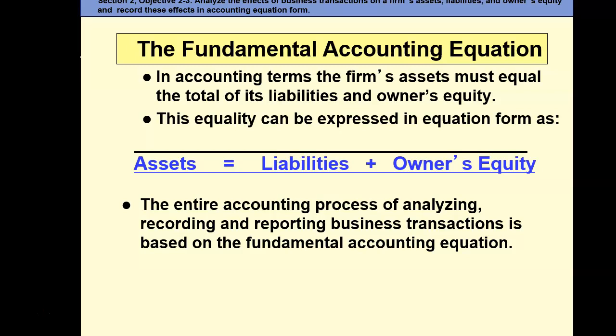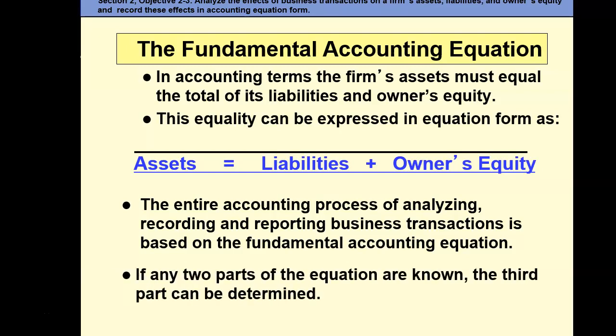In order to utilize the accounting equation, you must first understand what assets are, what liabilities are, and what owner's equity represents. When you understand the definition of these terms, you can then utilize the accounting equation to record your different types of business transactions. So let's begin with assets.